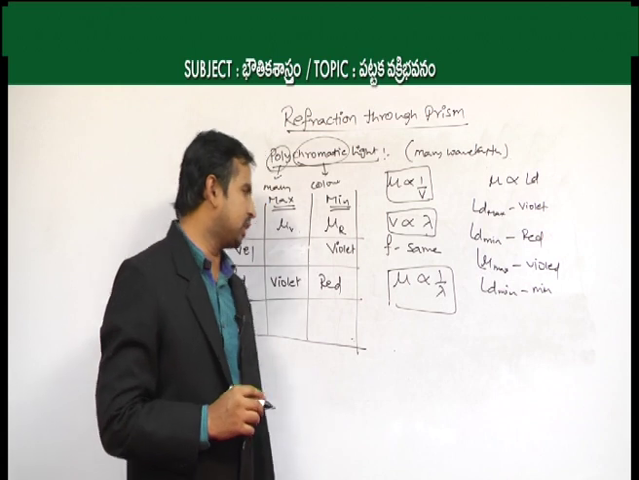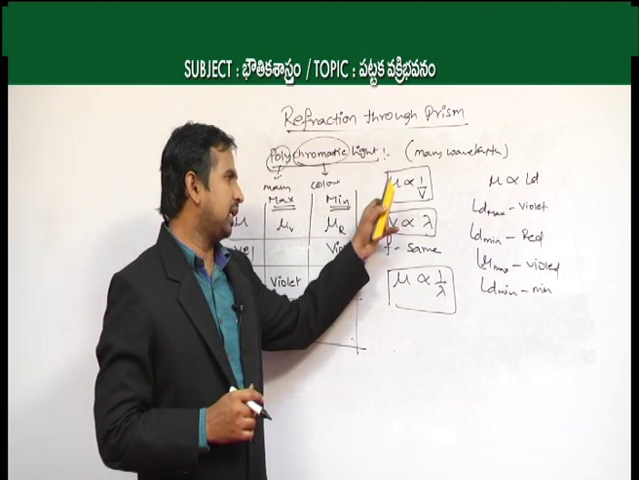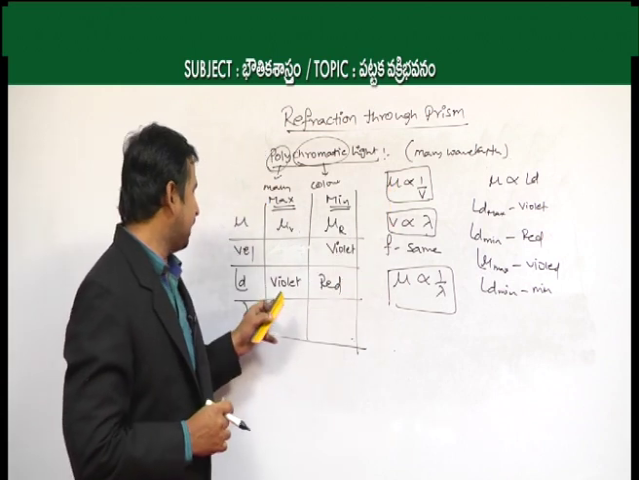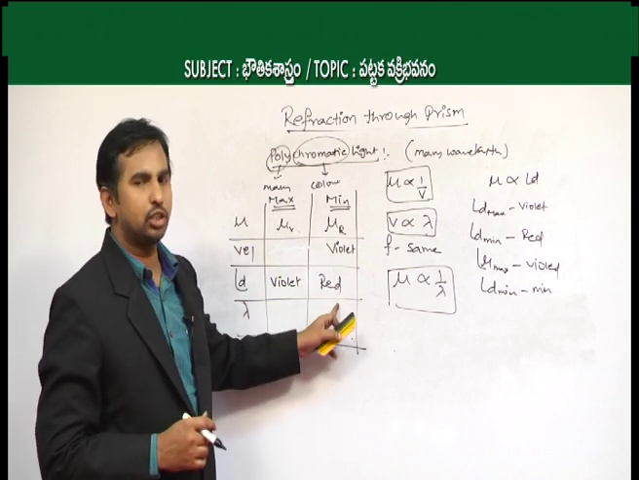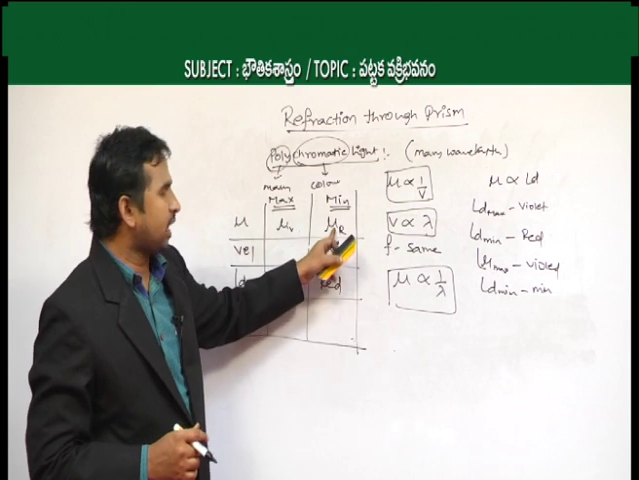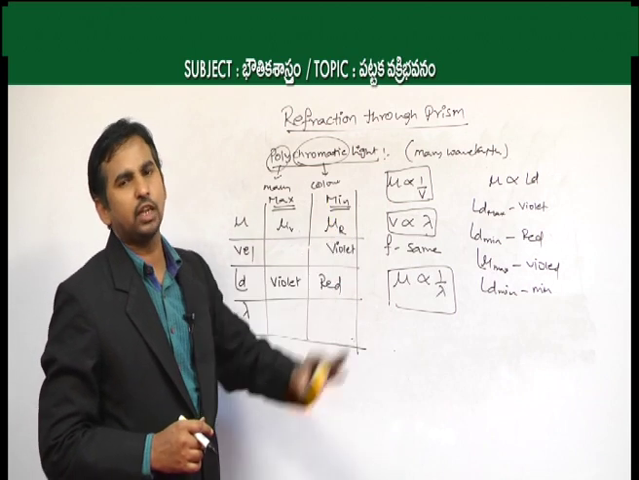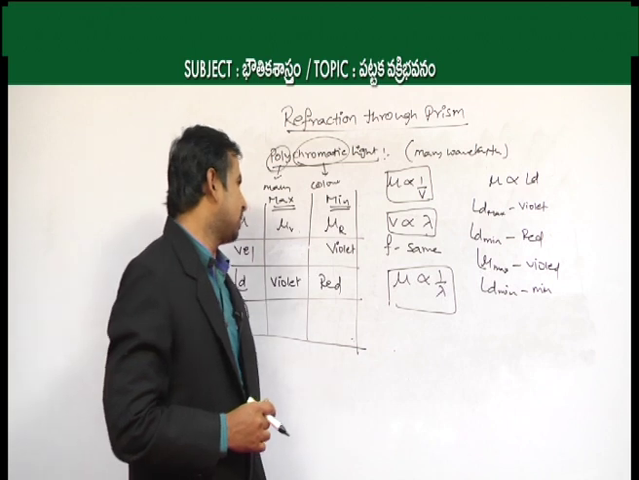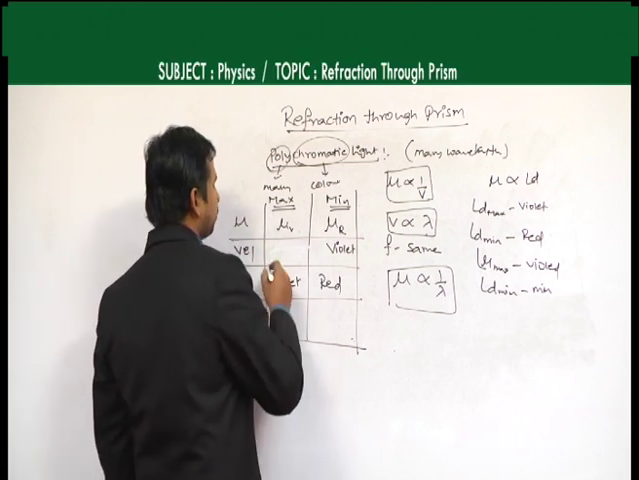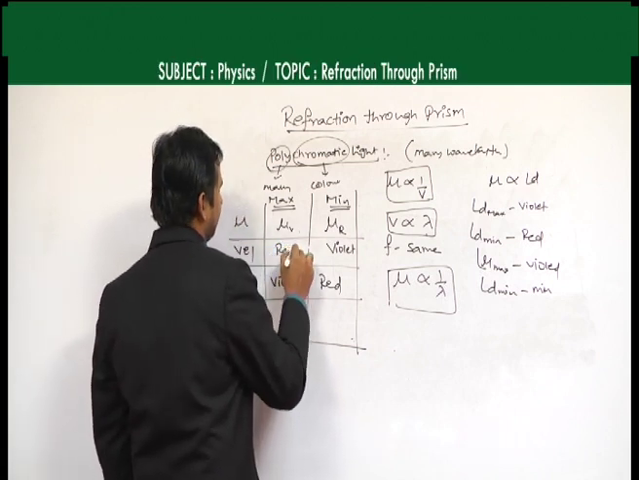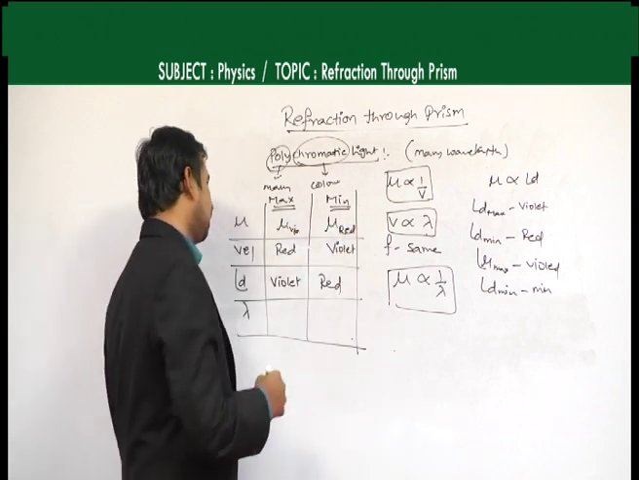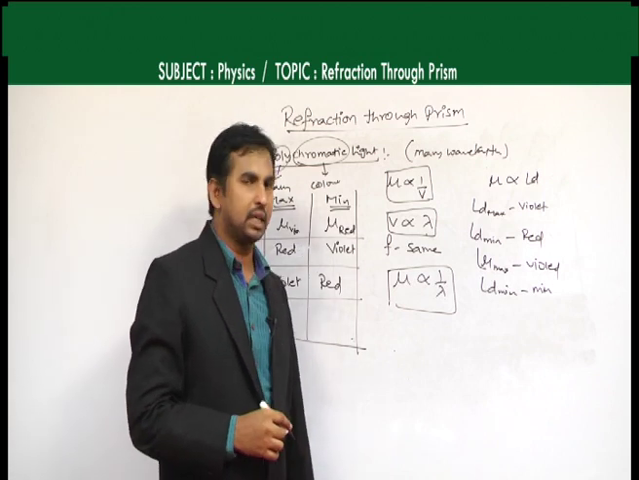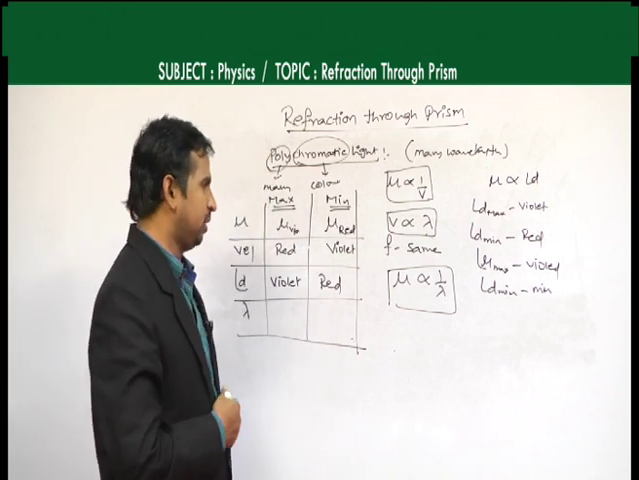Whereas for red color, we have very little deviation. As the deviation is less, the refractive index is also less. Since the refractive index is less for red, the velocity is more for red color. So the refractive index of red is less, so the velocity of red light is more in any given medium.